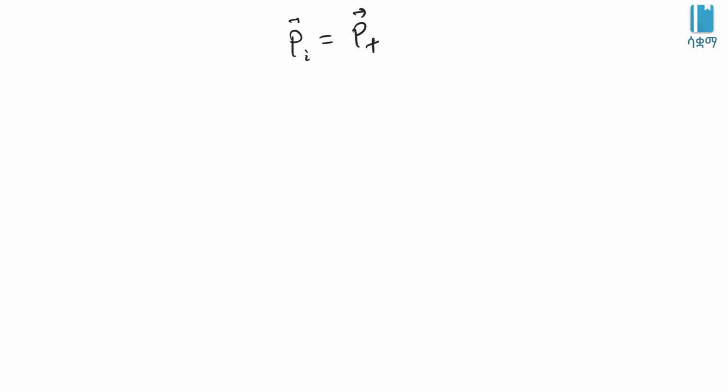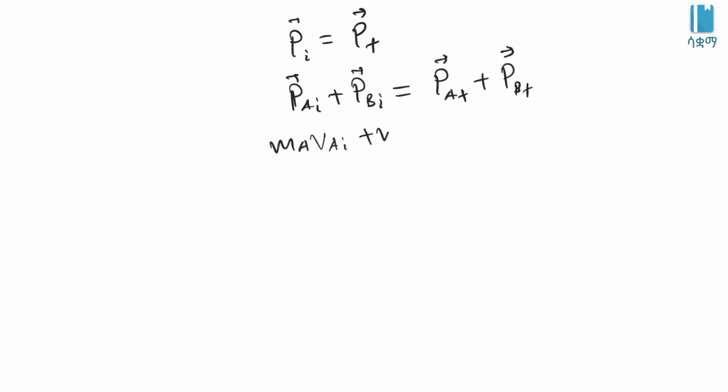Now taking the initial momentum, the initial momentum of A plus the initial momentum of B is equivalent to the final momentum of A, PA final, plus PB final. So the initial momentum of A, which is ma times va initial, plus mb times vb initial. Vector notation doesn't matter here because it is one dimension, so we interpret with negative and positive signs. This equals ma times va final plus mb times vb final.